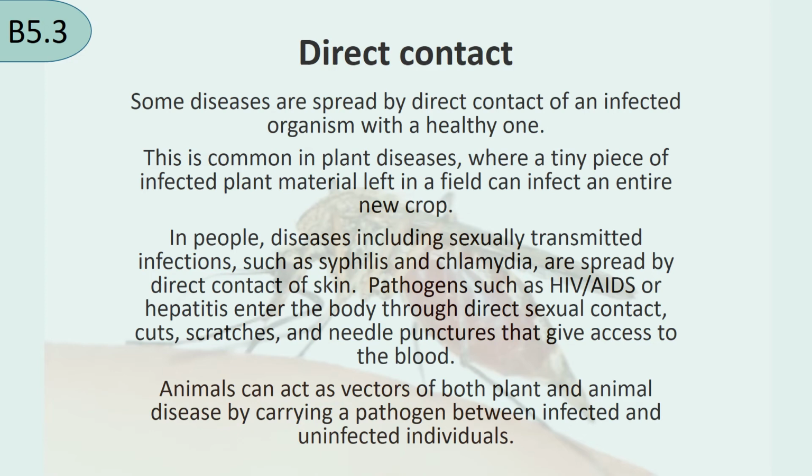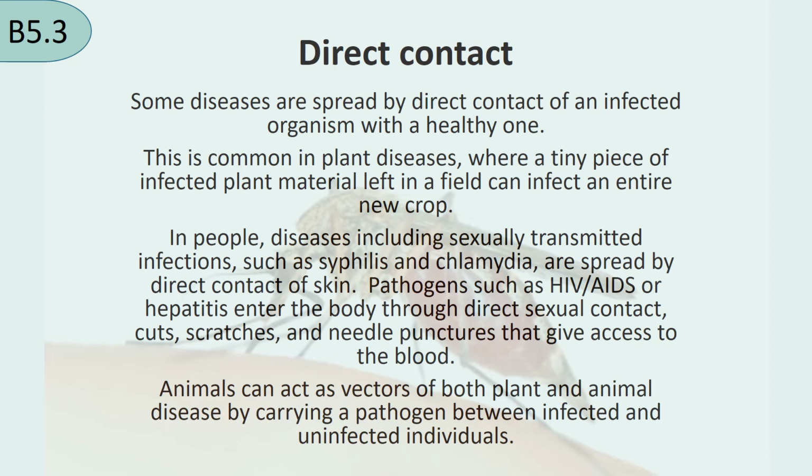Okay, next one is direct contact. Some diseases are spread by direct contact. If you make contact with another person, for instance, then it can spread from one to the other. It's quite common with plant diseases. So it does happen in both animals and plants, but it is more common in plant diseases. In people, diseases including sexually transmitted infections, so syphilis, chlamydia, HIV, and hepatitis, all occur through direct sexual contact, which counts as direct contact.